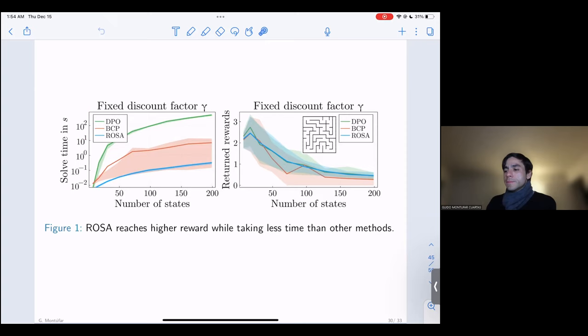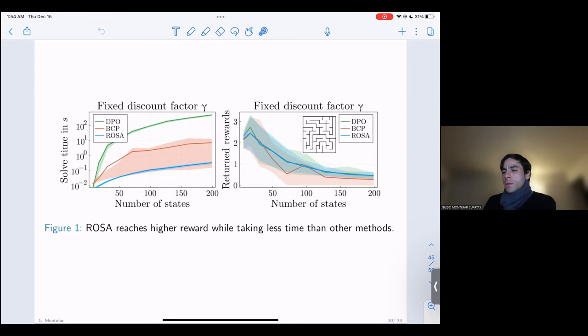And also we were looking here at what was the return reward at the end of the optimization. And all of them perform similar in this case. So meaning that we require less time, but the overall performance was similar. It's an illustration of what the mazes look like.